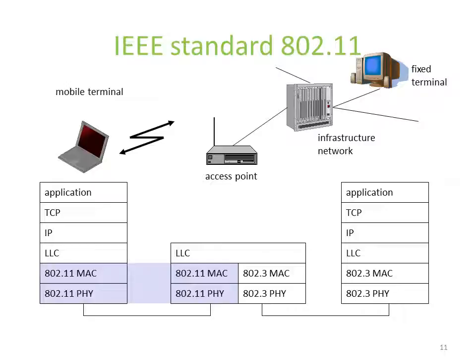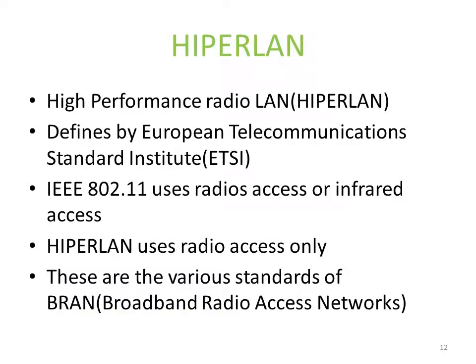This is the IEEE standard 802.11, where we have to work with the access points, infrastructure network and fixed terminal. For the fixed terminal we can communicate through the infrastructure network. The data can be accessed by the access point. Next one is HiperLAN, High Performance Radio Local Area Network. This type of network standard is defined by the European Telecommunications Standards Institute, that is ETSI. It is one of the alternative standards to IEEE 802.11.